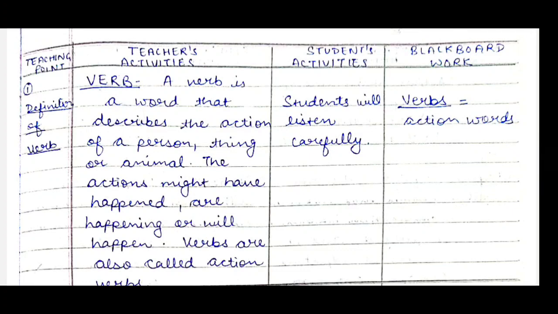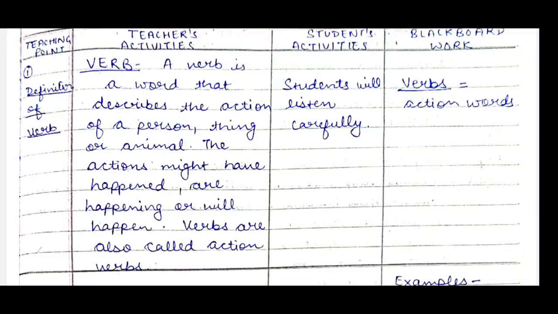So first teaching point is definition of verb. We are going to explain them what verb means. A verb is a word that describes the action of a person, thing, or animal. The actions might have happened, are happening, or will happen. Verbs are also called action verbs. So we will explain them this, and students will listen carefully. On the blackboard also we will write verbs equals action words. They are also called action words.